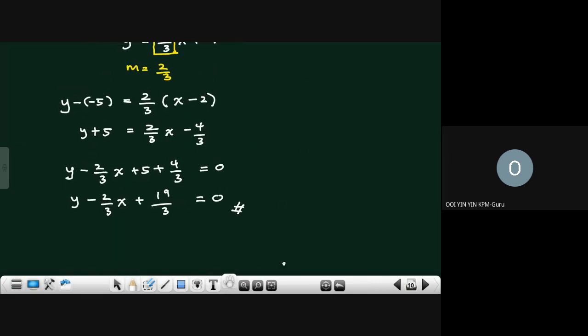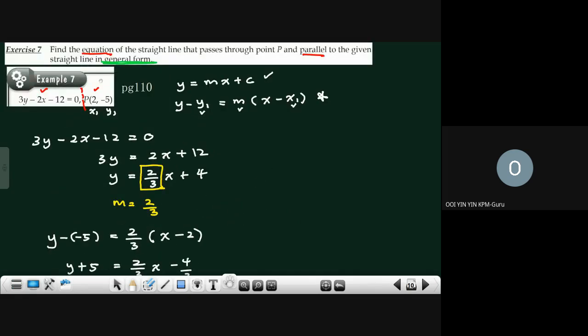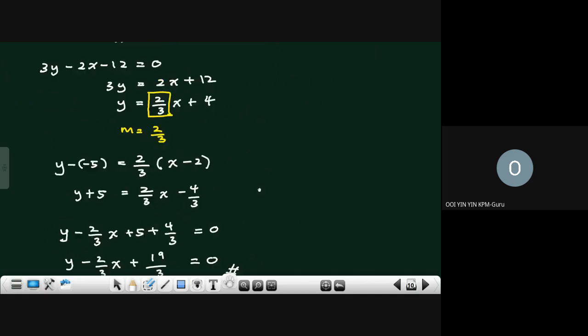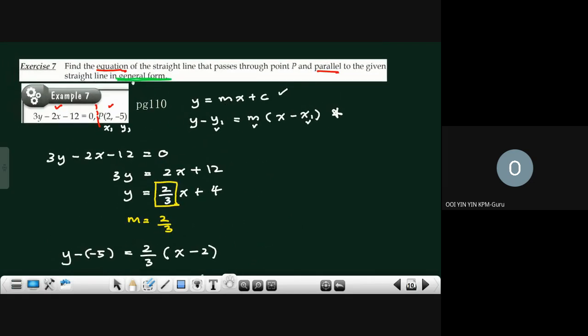Okay, the y equals to mx plus c, as I can see, it's not in general form. If the question says in general form, then you change it like this. If the question here does not state which form, you just keep it in the form of y equals to mx plus c, that will do.